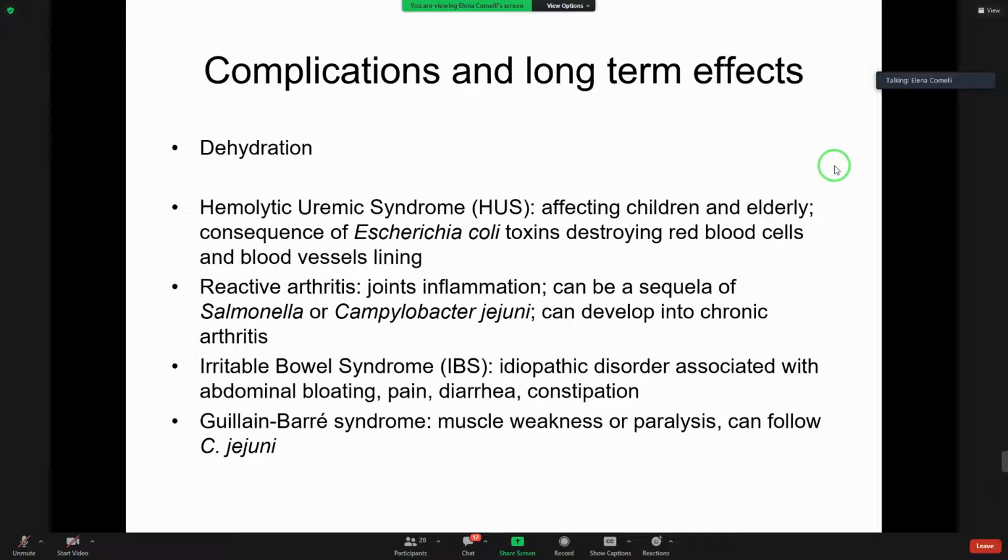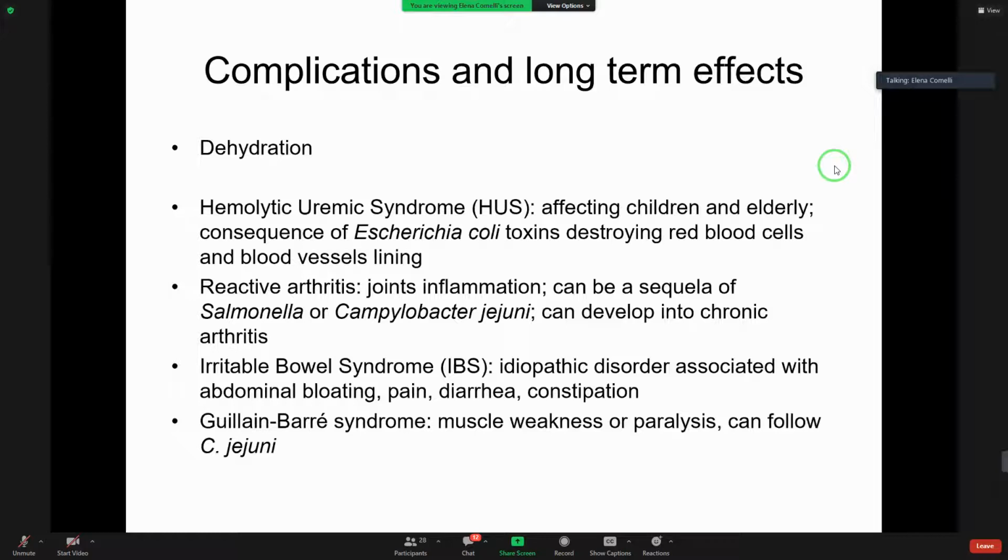The ones that are the most known and most common include hemolytic uremic syndrome, or HUS for short, which is a consequence of infection with E. coli toxins, or enterohemorrhagic E. coli, which may destroy the red blood cells and the lining of the blood vessels. We'll see later in a slide a little bit more in depth.